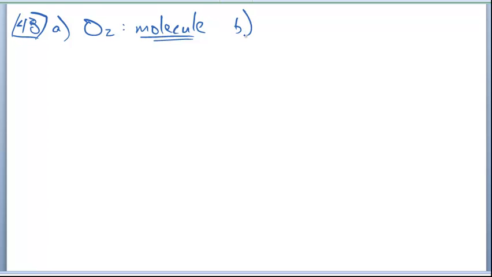Okay, B. Sodium sulfide. So that is not a molecular compound. Sodium is a metal, so that is an ionic compound, and so the representative particle would be a formula unit. So formula unit. And the abbreviation for formula unit is F.U.